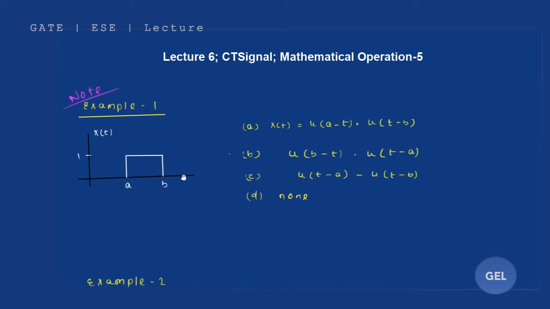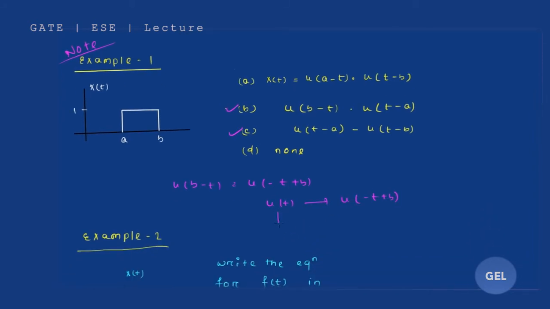I want you to pause this video and solve this question. Okay, I'll tell you the answer. The answer to this question is this 2. So the equation for this pulse will be this 2. If you do u of b minus t, u of b minus t means u of minus t plus b. So you need to do the time shifting first. In order to make u of t into u of minus t plus b, you first need a time shifting, that is u of t plus b. Then you need to do the time reversal, u of minus t plus b.